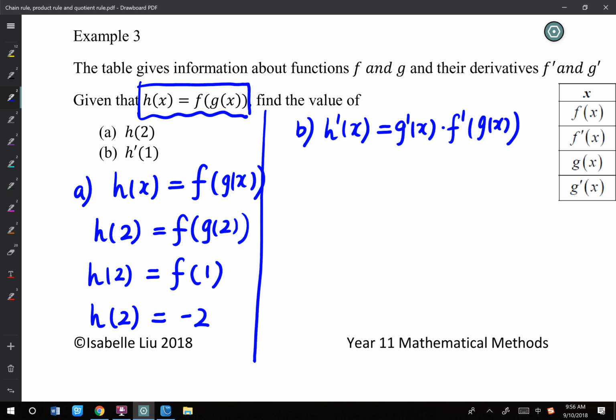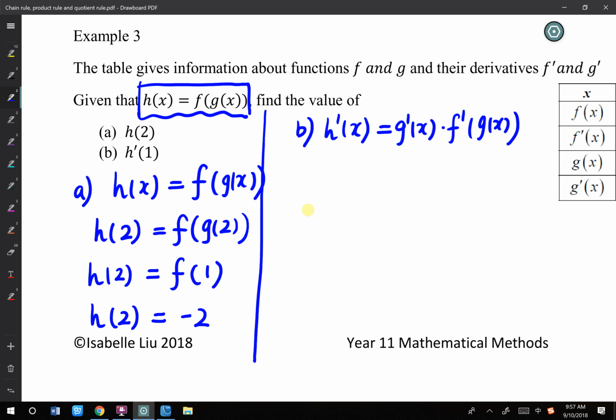We have h(x). I don't know what h(x) is. I don't know what g(x) is. I don't know any information about that. I can just generally write the derivative of them in terms of f and g. It's not a specific function. I don't know the number, so I can just use this to represent.